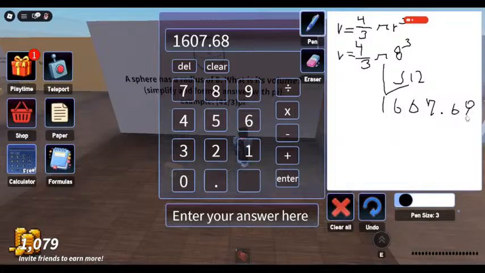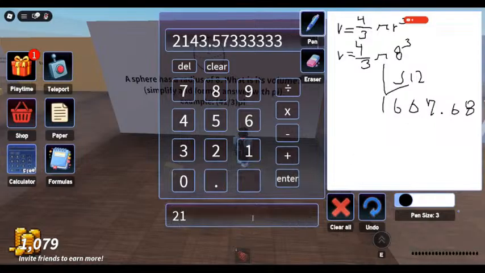1607.68. So then 4 divided by, wait, 4 divided by 3 times 1607.68. 2143, 2144. Wait, 2143.57.